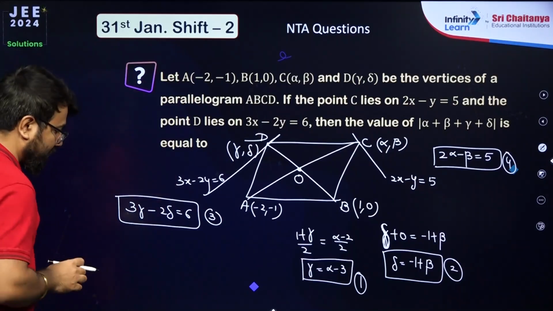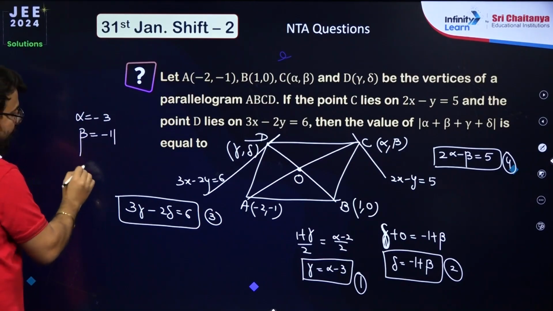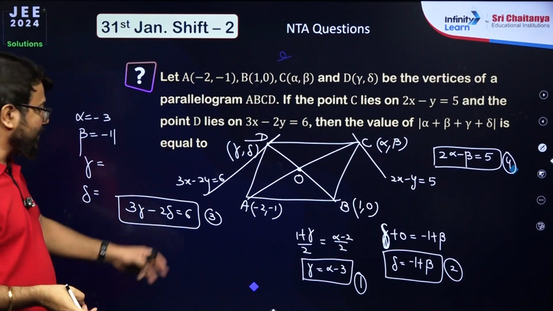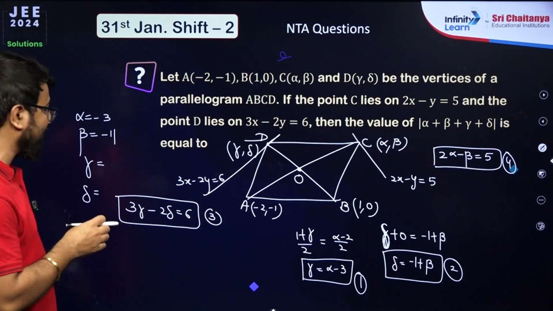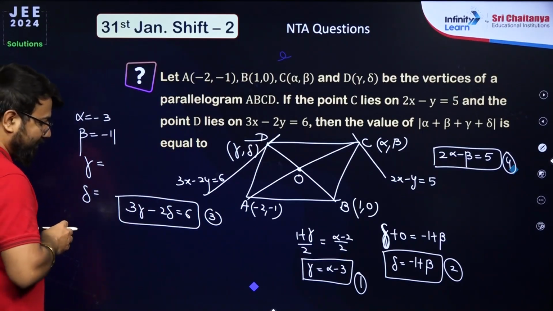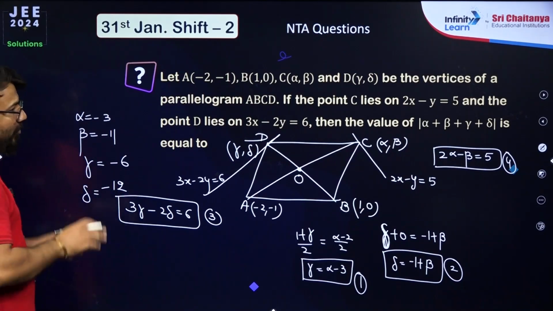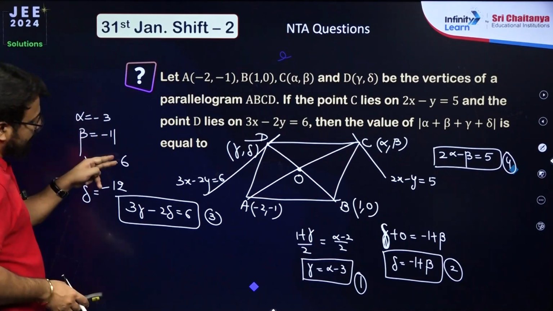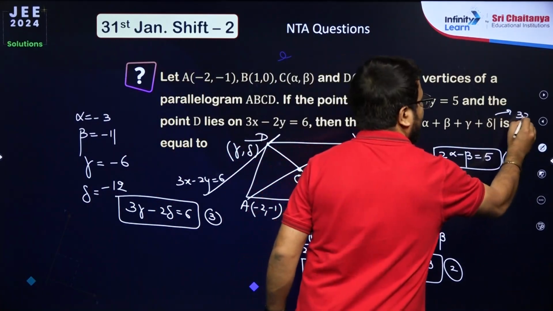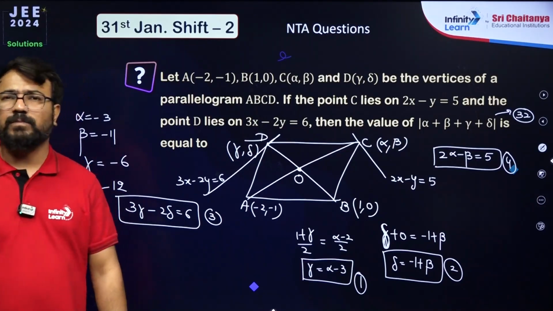What are these values? Alpha is negative 3. Beta is negative 11. I'm writing the values directly, but you can solve these equations and get the values of alpha, beta, gamma, delta. So here we have alpha negative 3, beta negative 11, gamma is minus 6 and delta minus 12. If I add all these values, 14, then 6, 20 and then 32. So the answer to this problem is 32. Guys, are you all able to understand how we got the answer to this problem? Is this clear to you?